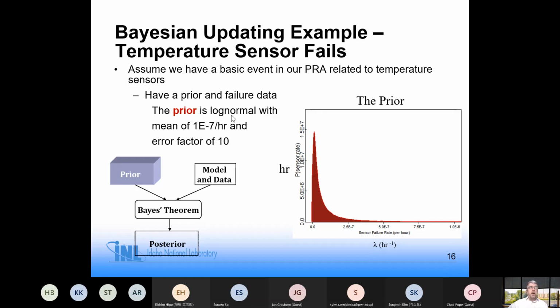So in other words, somebody has done analysis or expert elicitation that says the failure rate is a log normal distribution with these two parameters, 10⁻⁷, error factor of 10. It's like a mean and standard deviation on a normal distribution, kind of similar concept here. I've plotted that, that's the red curve here. So on average, the failure rate is 10⁻⁷ per hour. That's a pretty reliable component. 10⁻⁷ per hour is pretty reliable. Okay. That's only one part of Bayes' theorem, though.